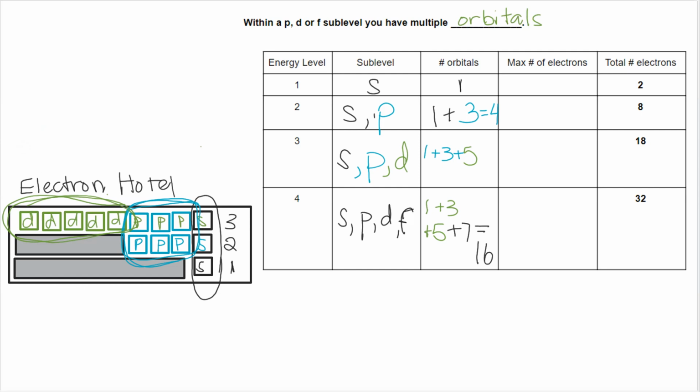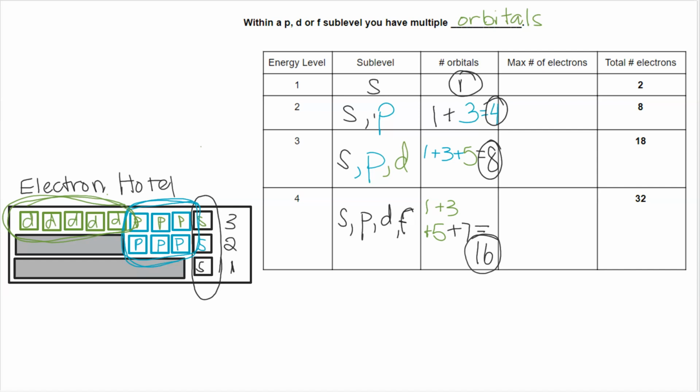If we add 1 plus 3 plus 5, we get 9 total orbitals. So our total number of orbitals, fill this in as 1 orbital, then 4 orbitals, then 9 orbitals in energy level 3, and then 16 orbitals in energy level 4. And we could keep going and going, but we don't need to go past the F level orbital.